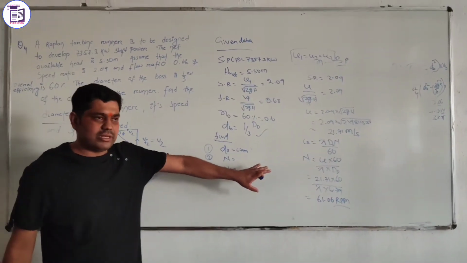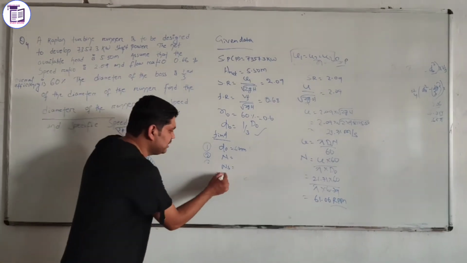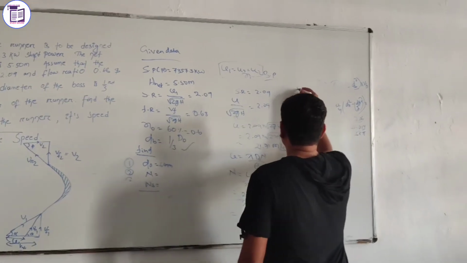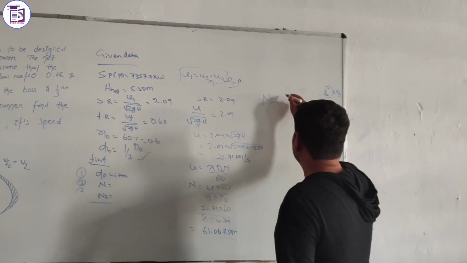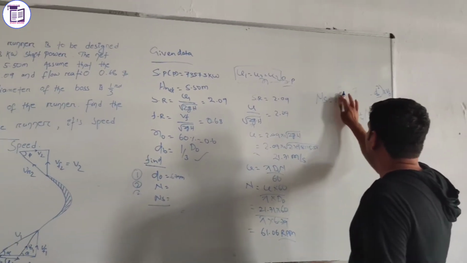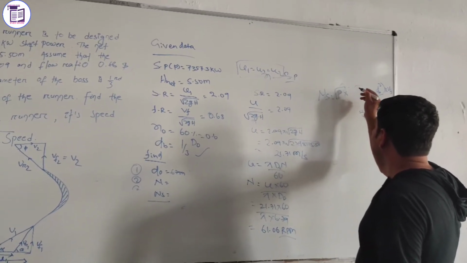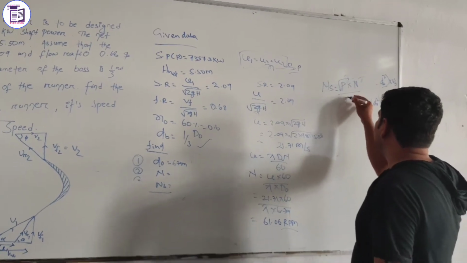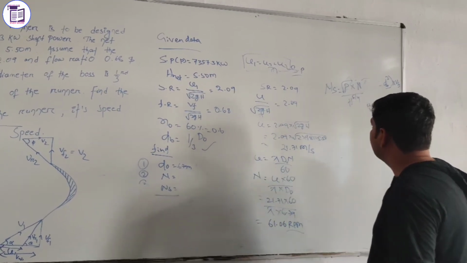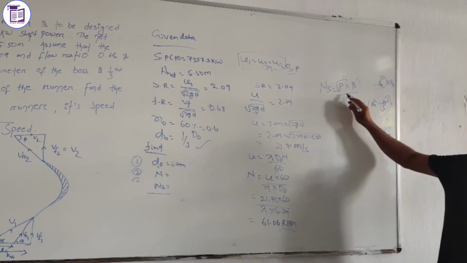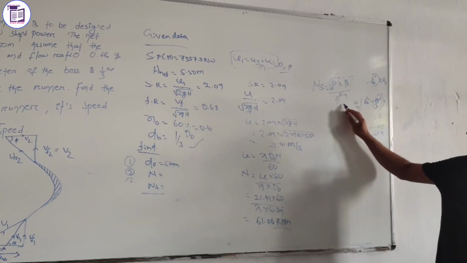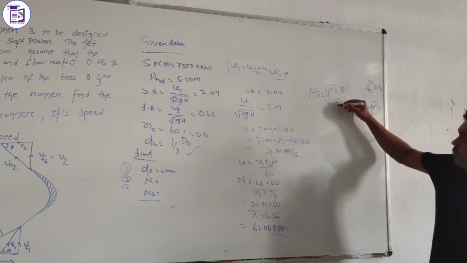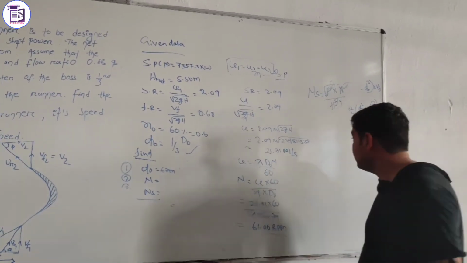Now the value of n is known. Now you have to find what? Specific speed. So what is the formula of specific speed? Specific speed ns is equal to root over power P into N by H to the power 5 by 4. You know the P value, N value and H value. Now putting these values here.